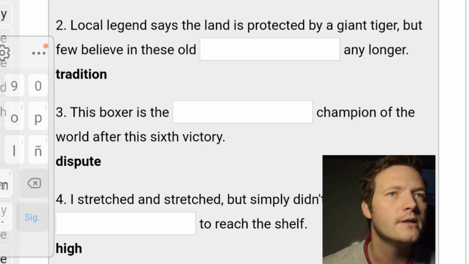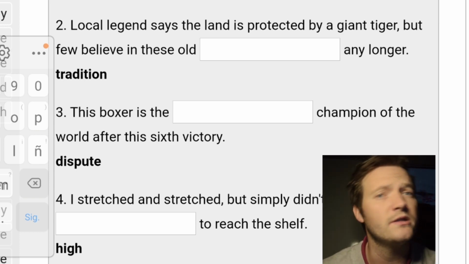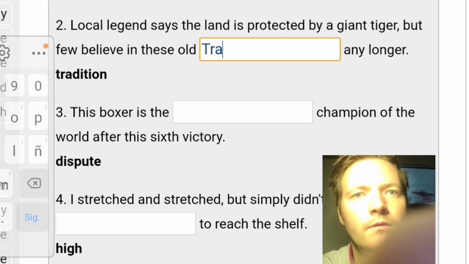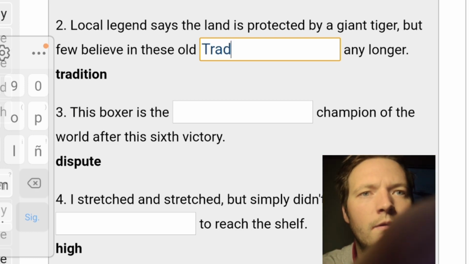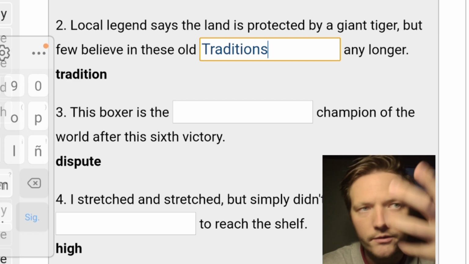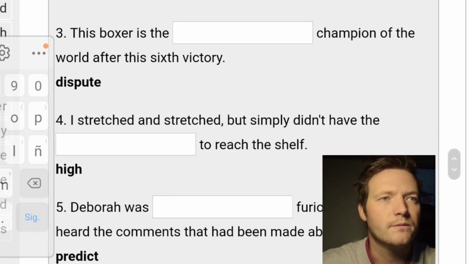Local legend says the land is protected by a giant tiger, but few believe in these old traditions any longer. It's plural, traditions. So we've seen that trap a few times. Now they give you the word tradition and people are thinking, oh, how can I change it? It's just in plural. These old traditions. It has to be in plural.